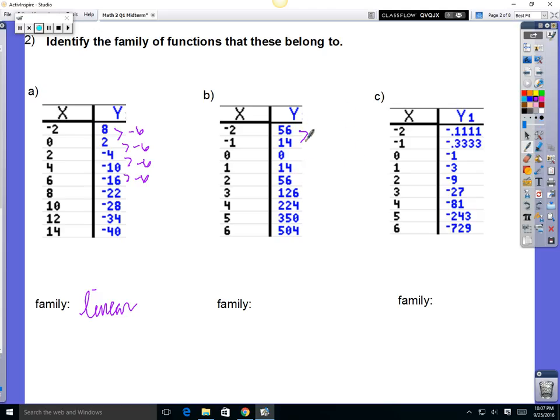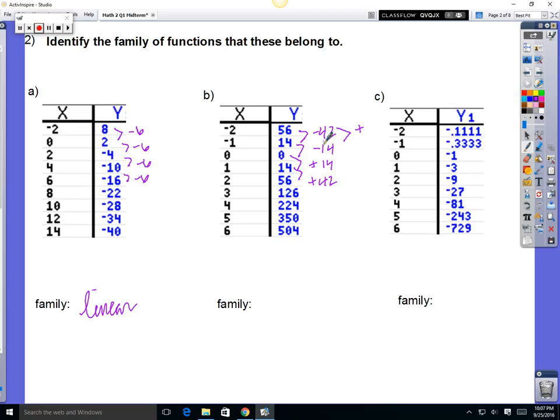Okay, 56 to 14 was a minus 42. 14 to 0 was a minus 14. And then 0 to 14 was a positive 14. 14 to 56 was a positive 42. So it's not linear. Let's look at the second change. Okay, from a negative 42 to a negative 14, it's getting bigger, bigger, bigger.